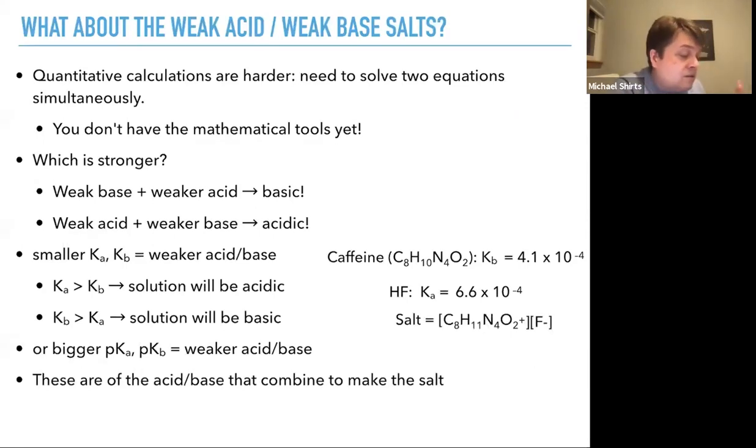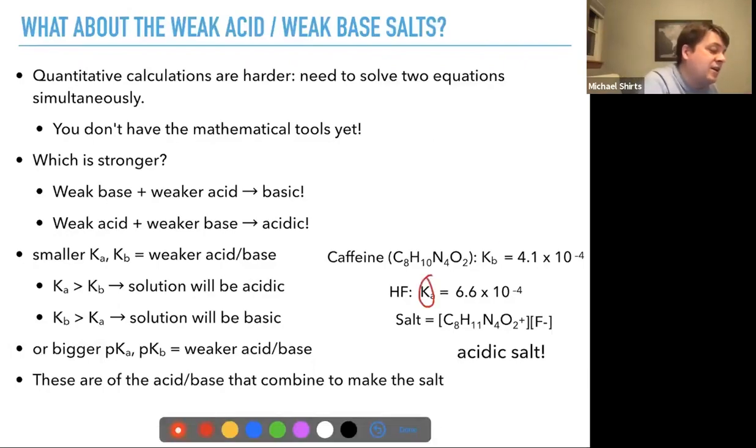You get out a salt, right? And the question is, is the salt acidic or basic? Well, the salt is going to be acidic because Ka is greater than Kb.